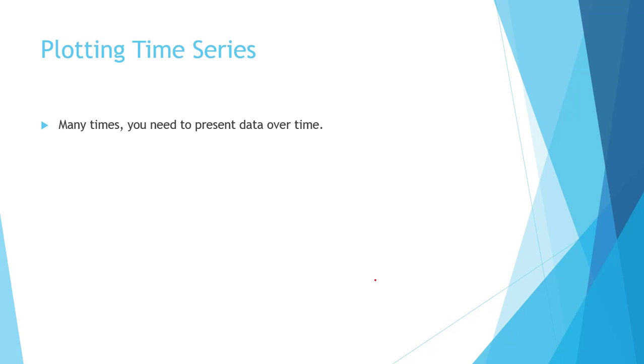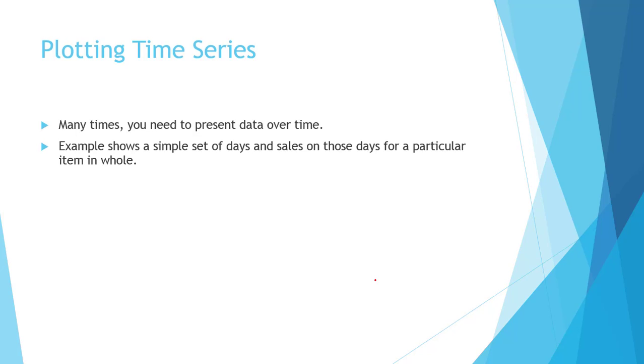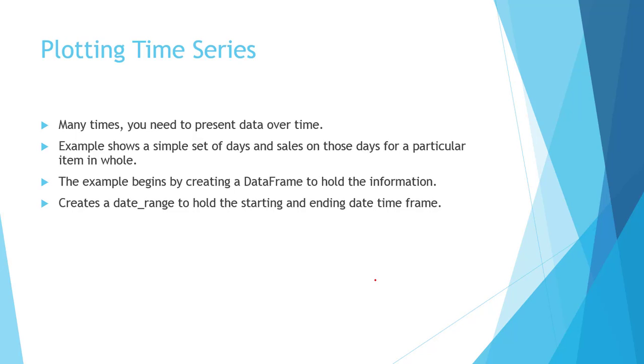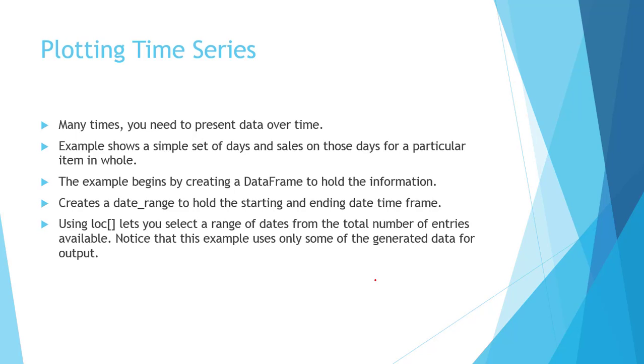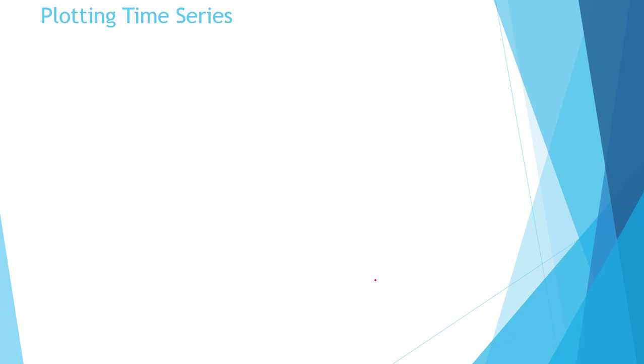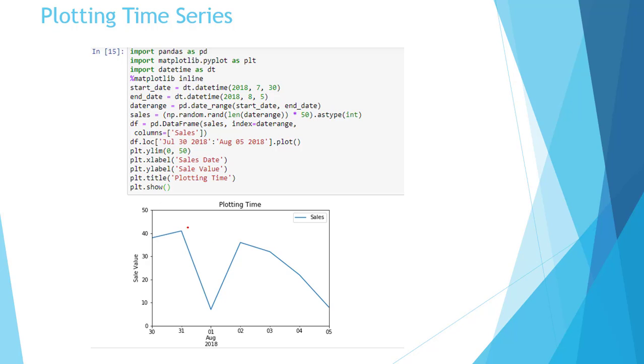Next we will see plotting the time series. Many times we need to present the data over time. This example shows a simple set of days and sells on those days for a particular item in a hole, in the next slide. The example begins by creating a data frame to hold the information. Create a date range to hold the starting and the ending date time frame. Now here we are using the loc attribute, which lets you select a range of dates from the total number of entries available. Notice that this example also uses some generated data for the output. So this is the example of plotting the time series.